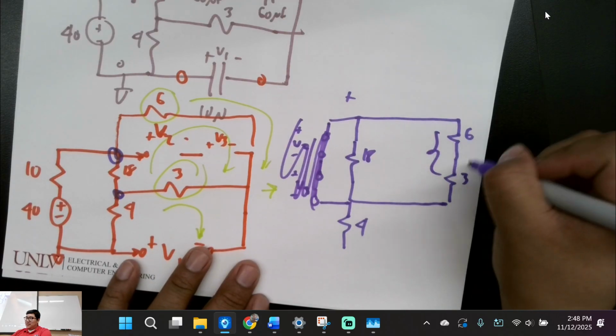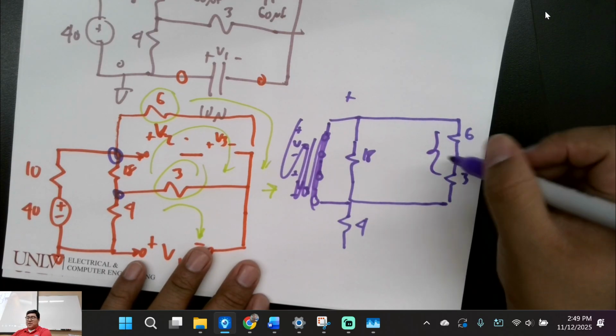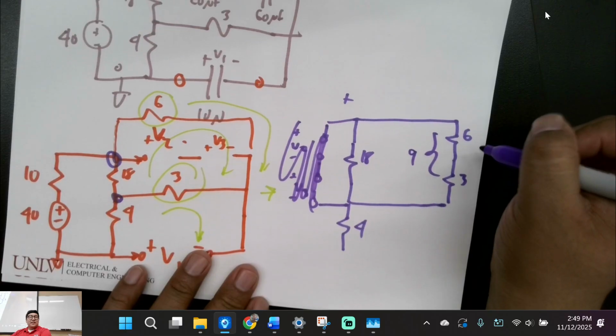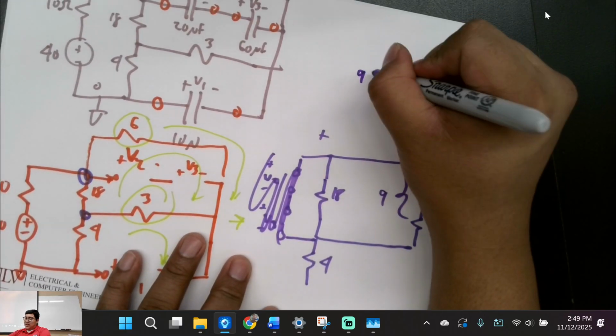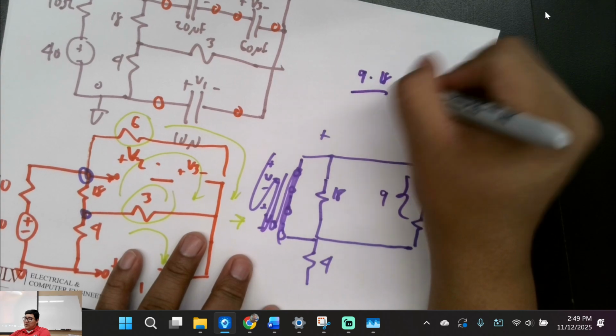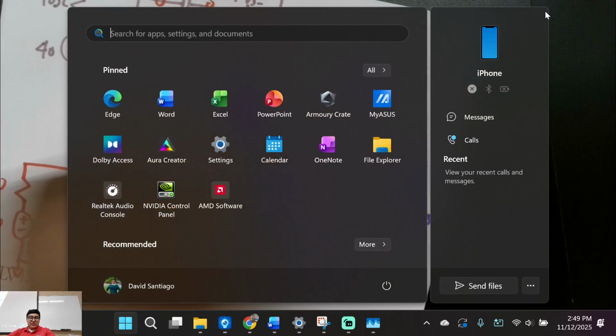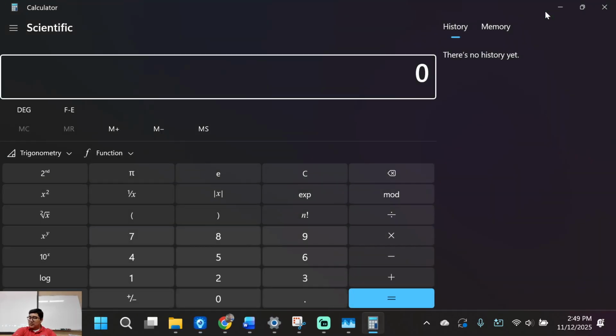Okay. This 6 and 3 in series makes 9, correct? Then I have 9 and 18 in parallel. What does that equal? 9 times 18 over 9 plus 18. What's that equal? Calculator. So if I have 9 times 18, divided by 9 plus 18, which is 27, that's 6 ohms. So this whole thing right here is a 6 ohm resistor.